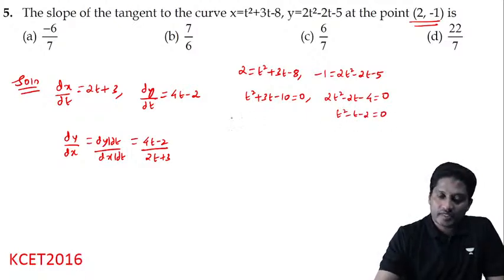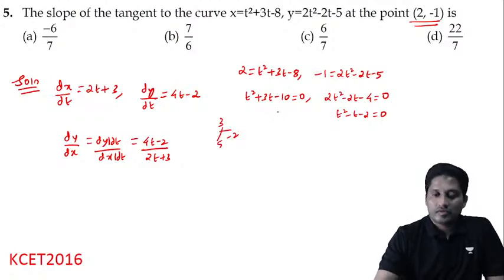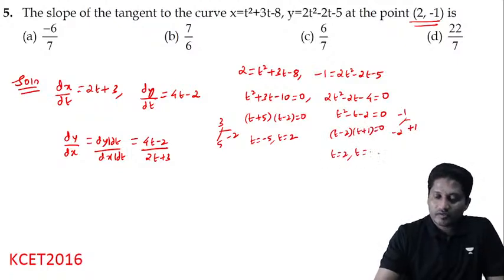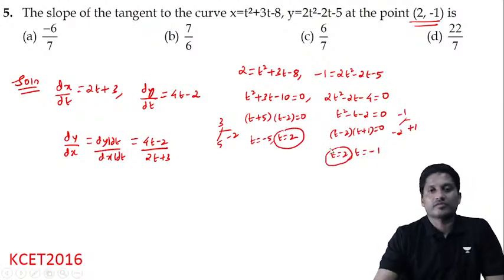Right, here I split the middle term. 5 minus 2 can be written as (t plus 5)(t minus 2) equal to 0. So you get t equal to minus 5 or plus 2. Here if I split the middle term, minus 2 plus 1, (t minus 2)(t plus 1) equal to 0. From this I get t equal to 2, t equal to minus 1. Obviously the common value of t which satisfies both the equations is 2.